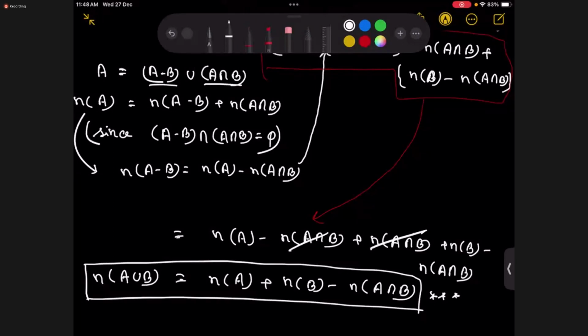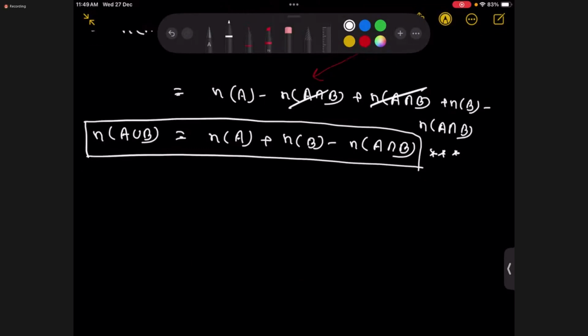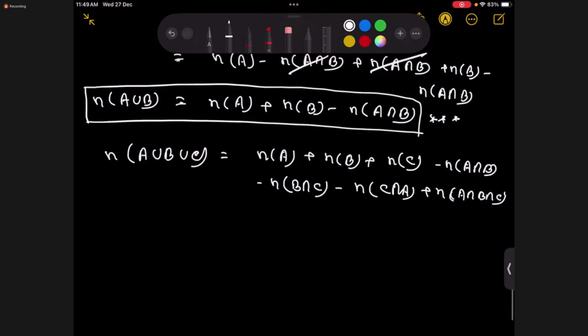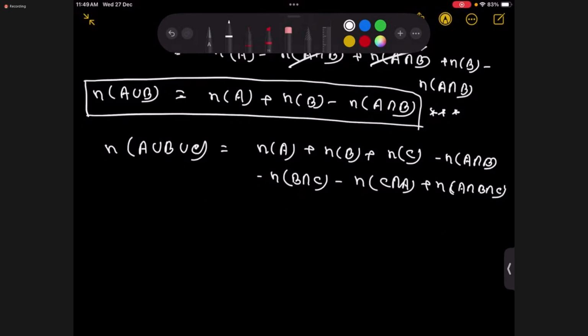And there is another statement, for A union B union C. The cardinality of A union B union C equals the cardinality of A plus the cardinality of B plus the cardinality of C, minus the cardinality of A intersection B, minus the cardinality of B intersection C, minus the cardinality of C intersection A, plus the cardinality of A intersection B intersection C. This is another statement, and we can also increase this to a finite number of sets, and we call it the inclusion-exclusion principle.